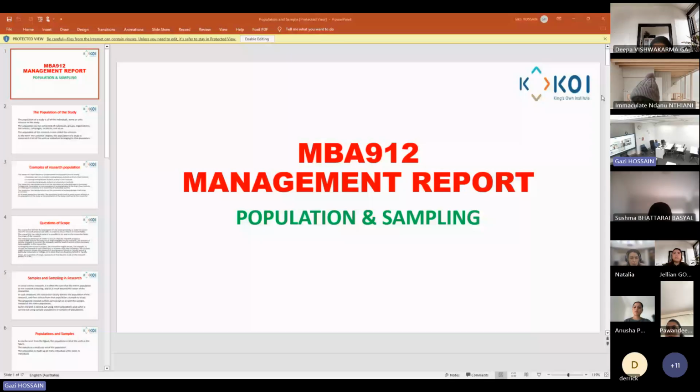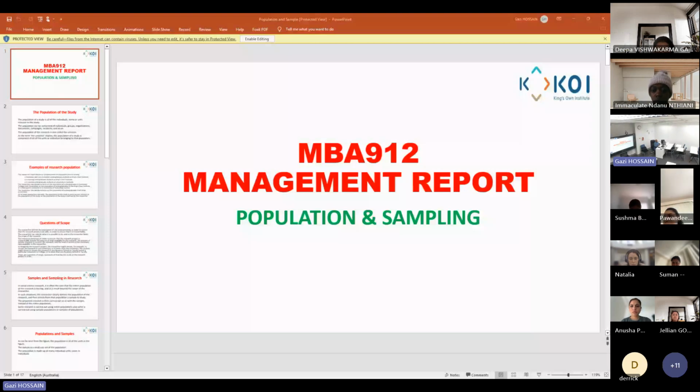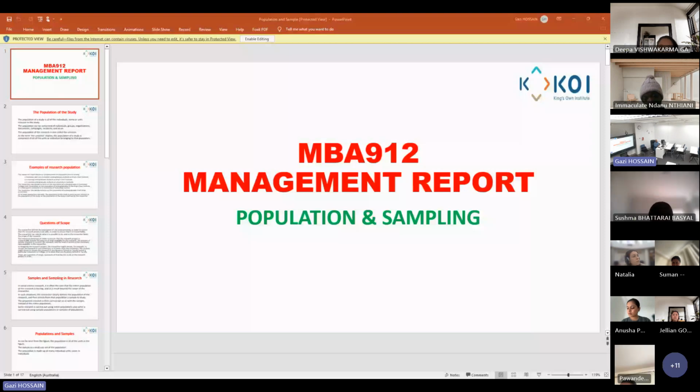Today, as you can see, our topic is population and sampling. This topic relates to data collection, specifically primary data. When you are collecting primary data for your research management report, you need to consider which will be your population and how many samples you will be drawing or collecting from the population.